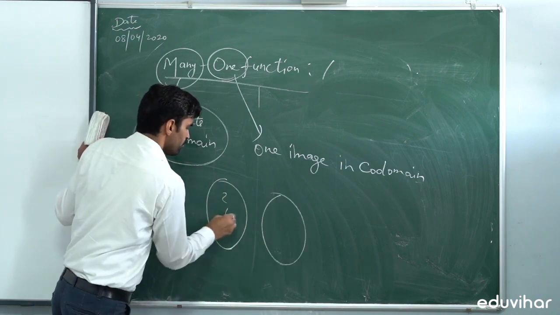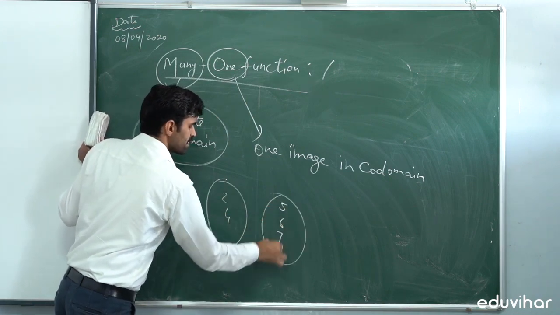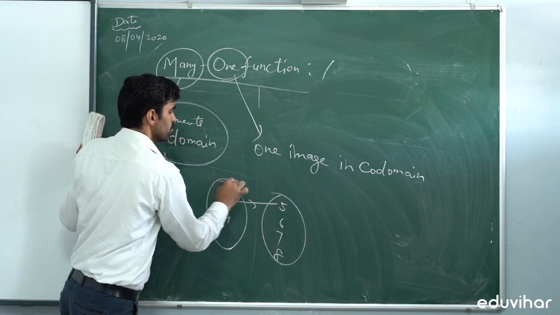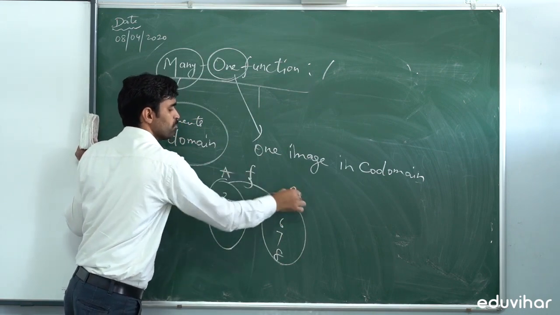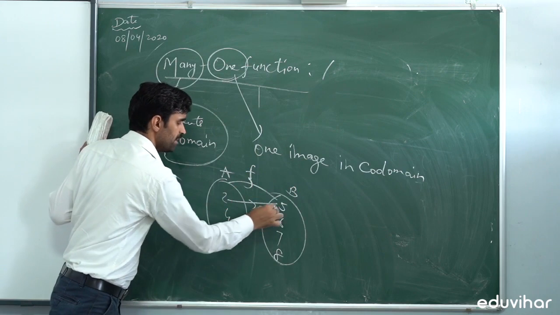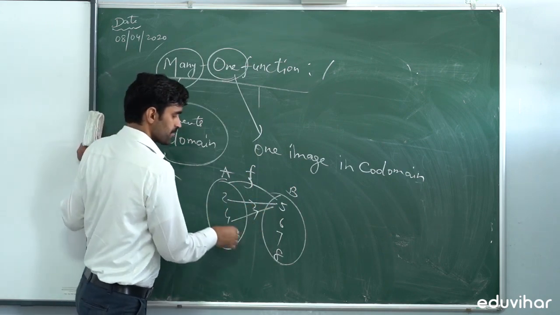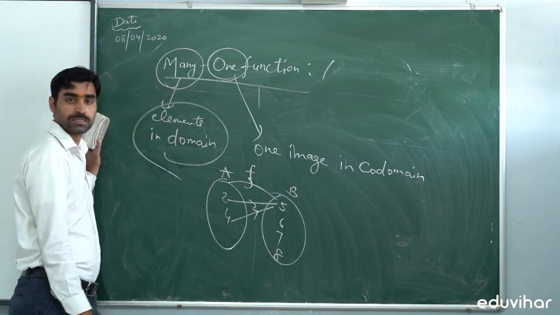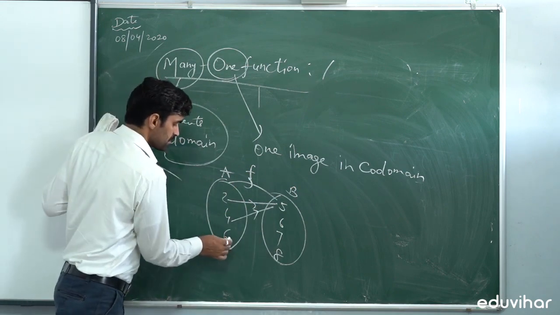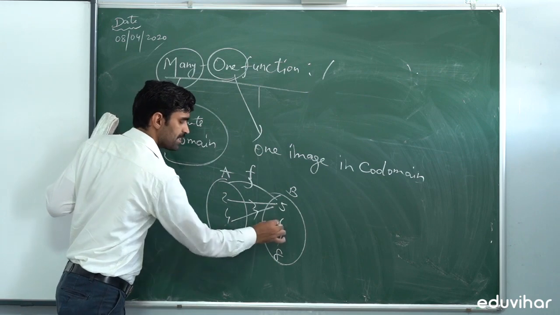Consider 2, 4, 5, 6, 7, 8. Here the function from A to B. Element 2 and element 4 have the image as 5. Or you can say 8 having the image 6.